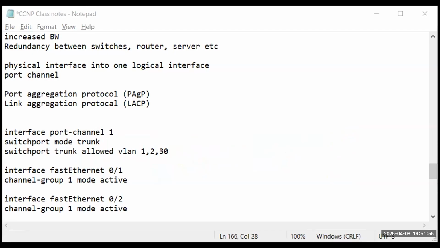So what all interfaces we need to combine? We need to manually write every interface, or you can just give a range. The range interface command will also work. Interface range, anything you can write. The range word will come after FastEthernet? Yes, after FastEthernet.